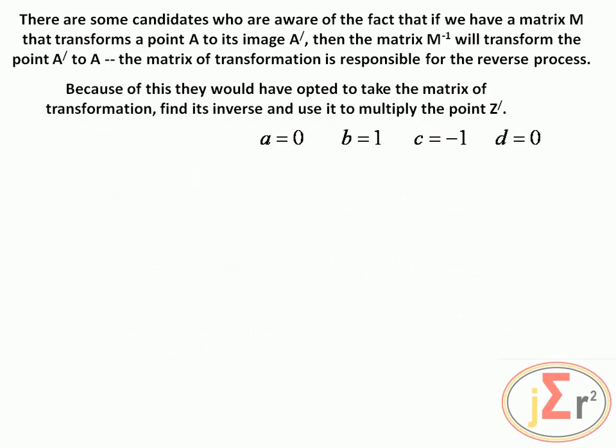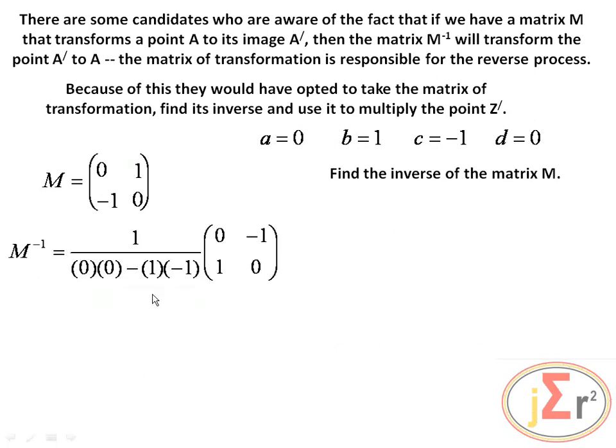So there we have the A, B, C, and D that we found, and we just put them in their respective places inside of the matrix M, and that will be the matrix of transformation. Find the inverse of the matrix M. 1 over the determinant: 0 multiplied by 0 minus 1 multiplied by negative 1. Exchange the places of these two and change the sign of these two. Simplify. We have M inverse is 0, negative 1, 1, 0.